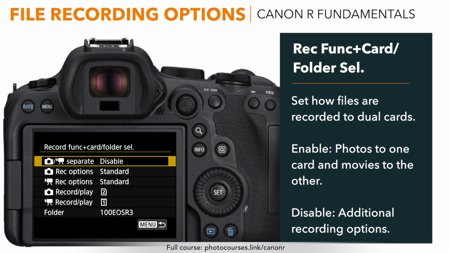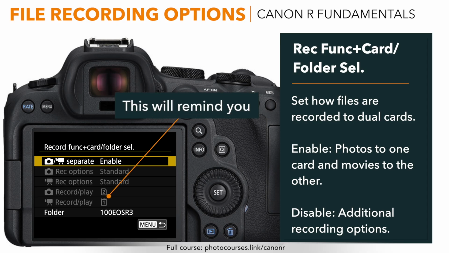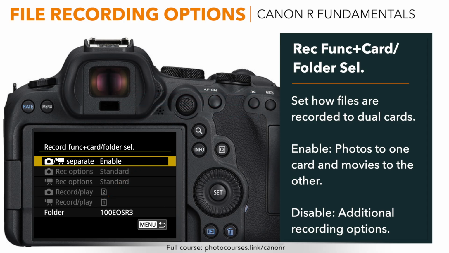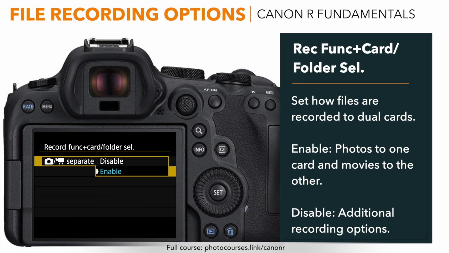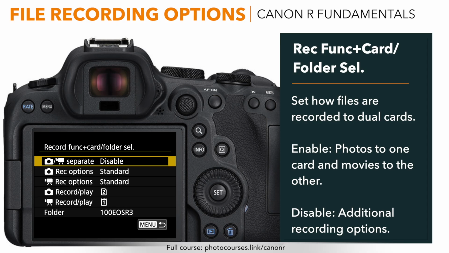If you set this to Enable, photos will be recorded to one card, and then movies will be recorded to the other. And you can see on this page which card will be recording the photos and which one will be recording the movies. You do have to have cards in both slots with free space on them for this to work. But if you want more control, you want to customize how this file recording happens, you can set this to Disable, and then you'll see some additional options.